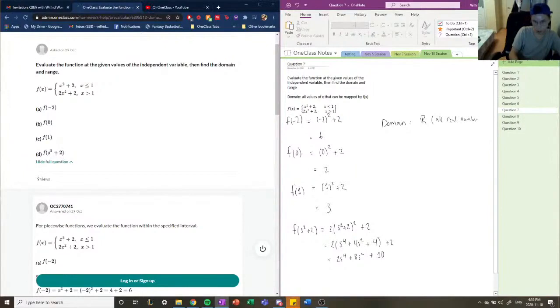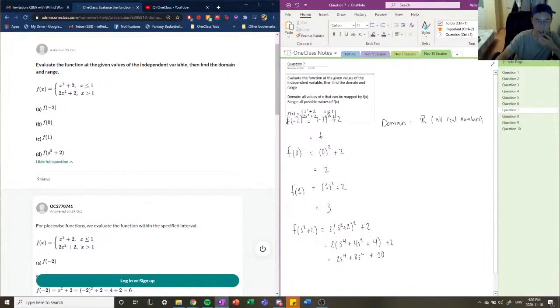How about our range? Okay. Now, our range, we're going to define the range as all possible values of f of x. Okay, so that's what we're going to define as our range. All the possible values of f of x.